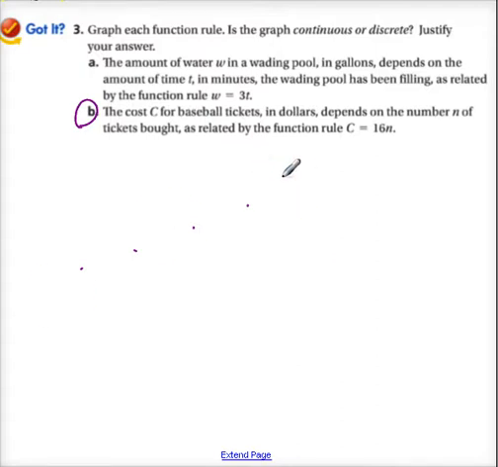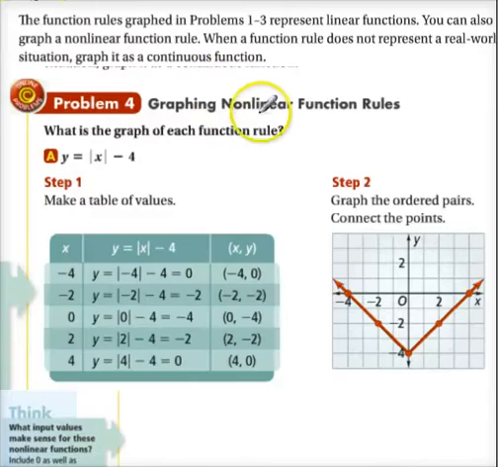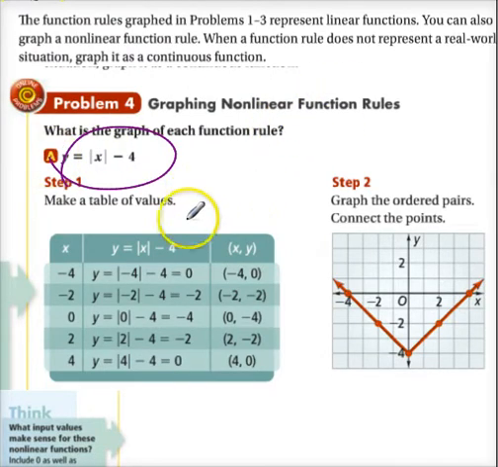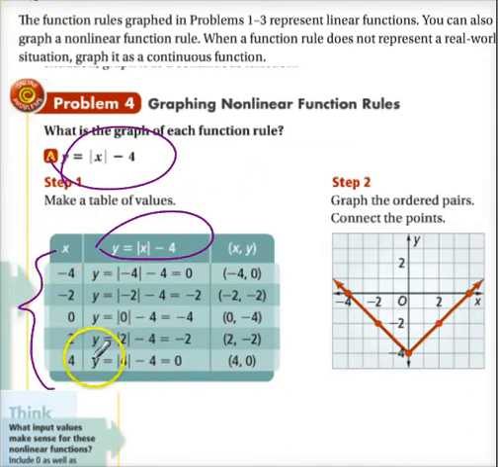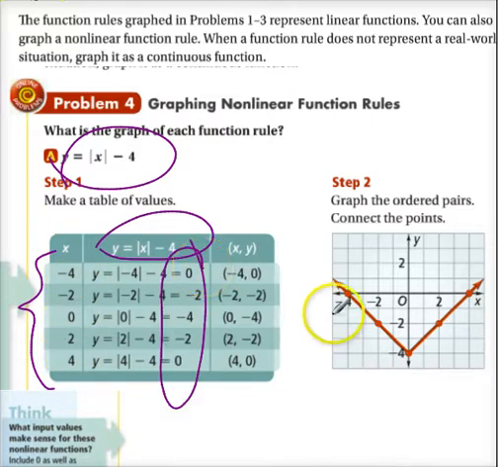Okay? And our final example is graphing nonlinear functions. So you do this the exact same way as you do linear. They give you the function, make it in a 3-column table with your function in the middle. You choose the x values. Remember to do negatives, 0, and positive numbers. You find your outputs, and then you're able to graph. So this one created a V.